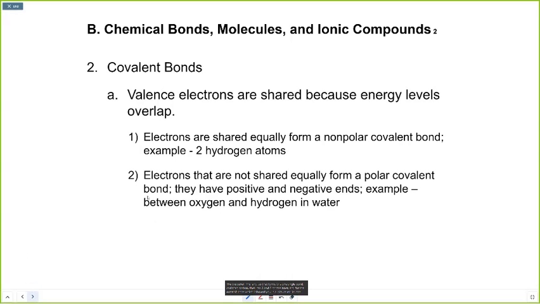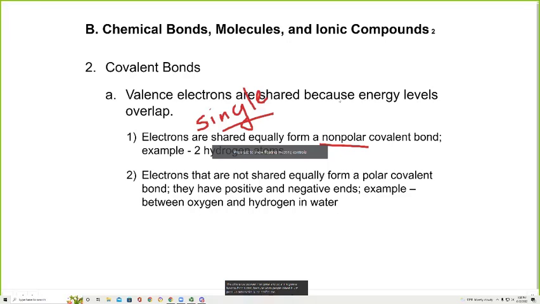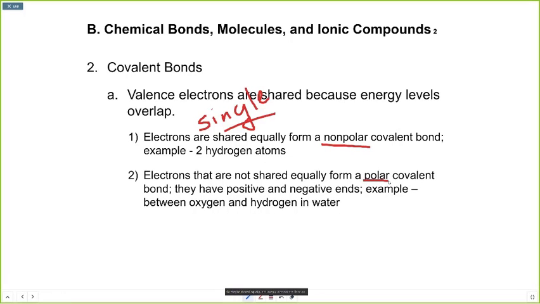The valence electrons are shared because they have the ability to overlap, and this is the first kind of bond we'll talk about, called the covalent bond. This is formed when two atoms are sharing electrons, and there are subclasses of them. One example is the single covalent bond, which is when you share a single pair of electrons, and you can take that up a notch into a double covalent bond, where you share two pairs. The difference between nonpolar and polar is that in nonpolar bonds the electrons are shared equally and evenly, whereas in polar bonds they are shared unevenly.